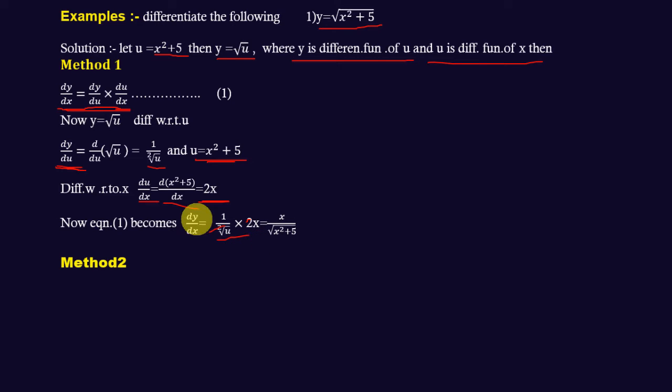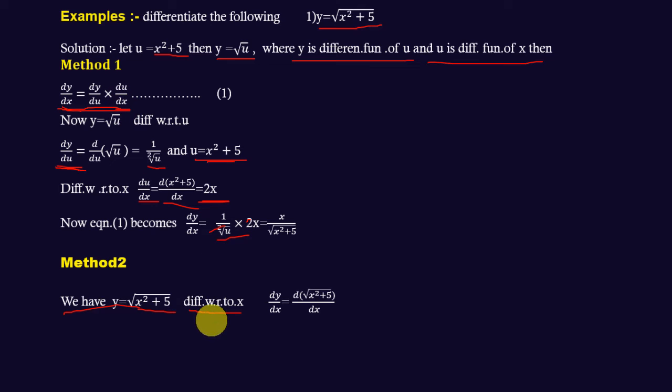For the second method, we directly differentiate y with respect to x, keeping the value of u in mind. Here we have y is equal to the square root of x square plus 5, and we directly differentiate this with respect to x. In the first method we work step by step, differentiating y with respect to u and then u with respect to x.